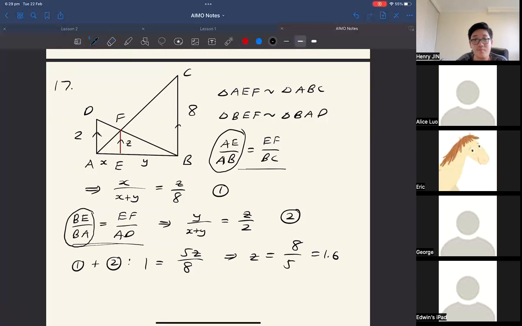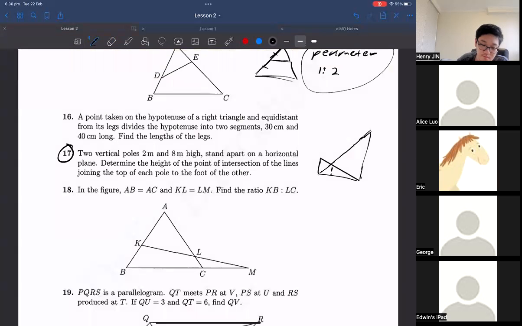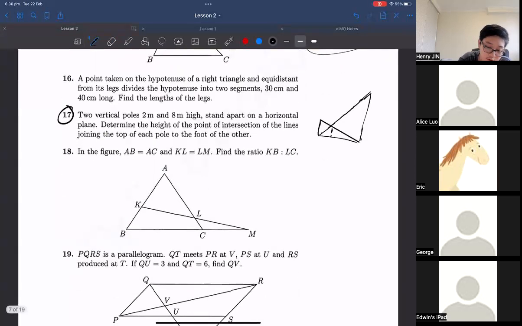Okay, so let's look at 18 now. What does 18 say? In the figure, AB equals AC, so isosceles triangle, and then KL equals LM. Okay, find the ratio of KB over LC. Now, seems really hard, right? Because there don't seem to be any similar triangles.